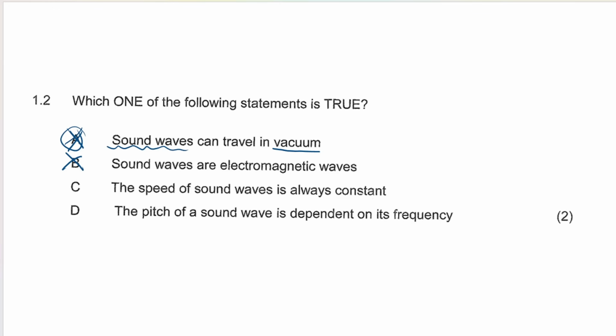The speed of sound waves is always constant. That's not true. It depends on a lot of things. The speed of light is what is constant. Remember, the speed of light is c, and it's 3 times 10 to the 8 meters per second. But the speed of sound is not always constant. It can vary. So D is correct. The pitch of a sound wave is dependent on its frequency. High frequency, high pitch. Low frequency, low pitch. So your answer for 1.2 is D.